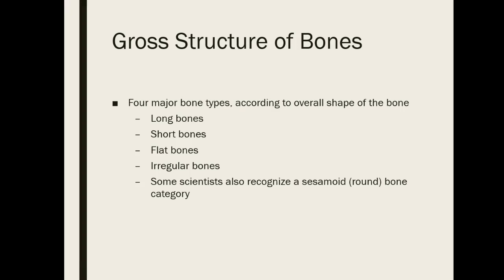Some scientists will also recognize a round bone or a sesamoid bone category. Really, the example of this would be the patella or the kneecap.